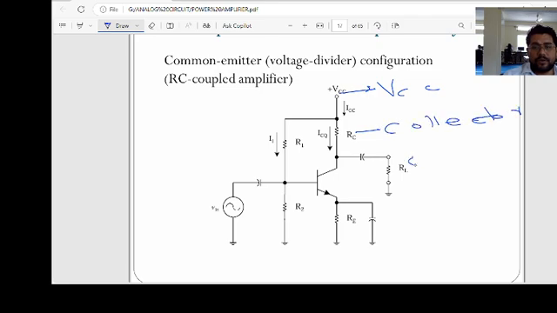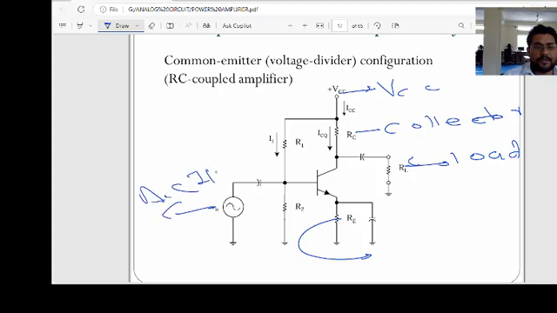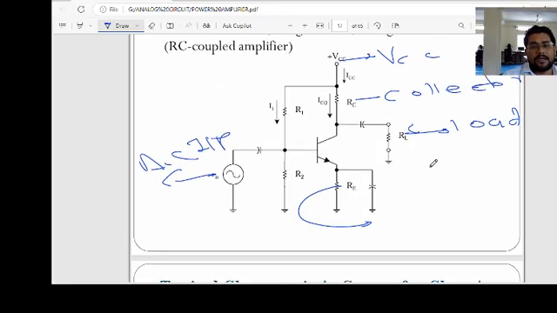This is the load. It's called a load. And this is the emitter resistance RE, and the emitter current, and this is the AC input. This is the RC coupled amplifier.